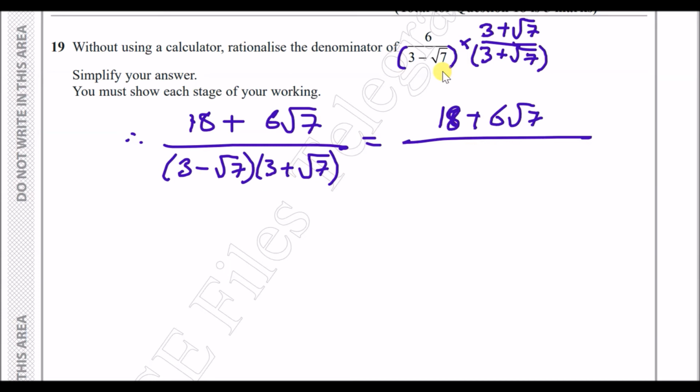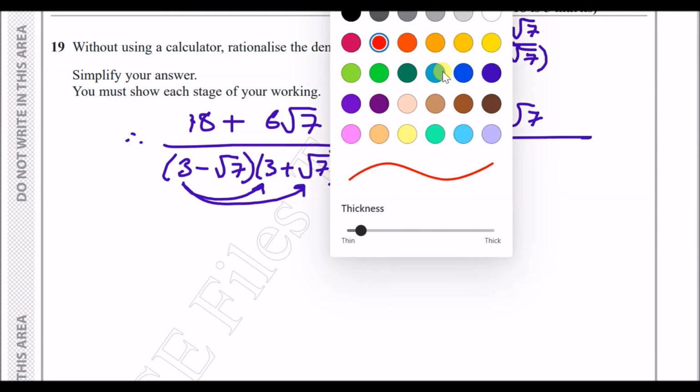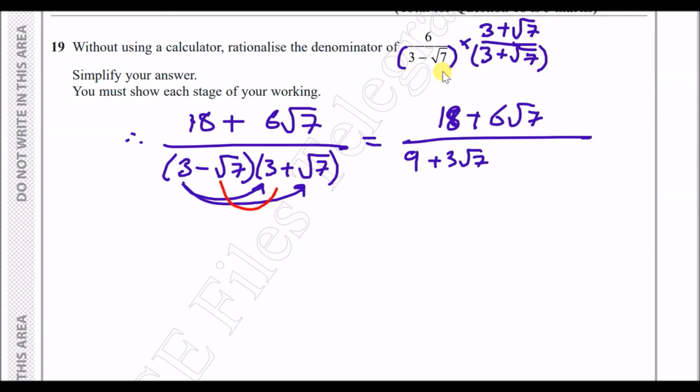So for the bottom, you just expand the bracket as you do as a quadratic. So it'd be 3 times 3, which is 9. And then 3 times root 7, which is plus 3 root 7. And again, I'm going to change colors to red. We're going to have minus root 7 times 3 is minus 3 root 7. And then minus root 7 times the positive root 7 gives you a negative whole 7, because 2 surds give you a whole. If you're not too sure, guys, literally just use a calculator. Just write root 7 times root 7, you get a 7.